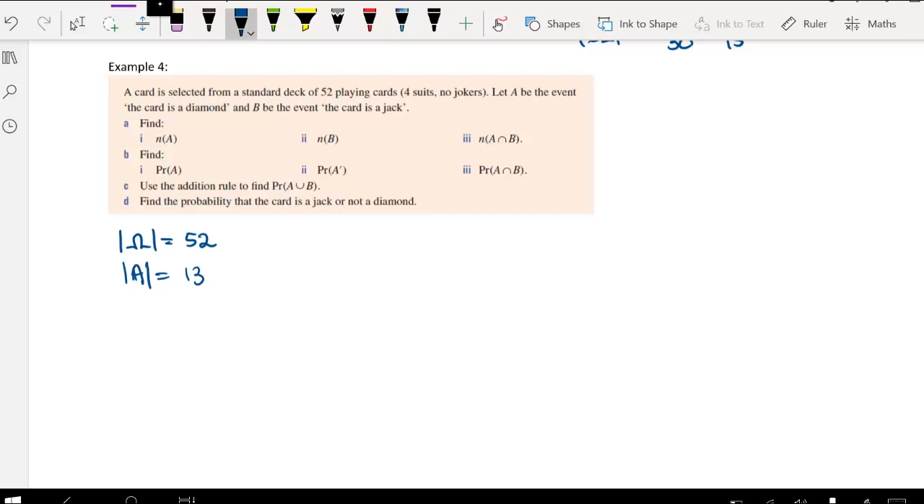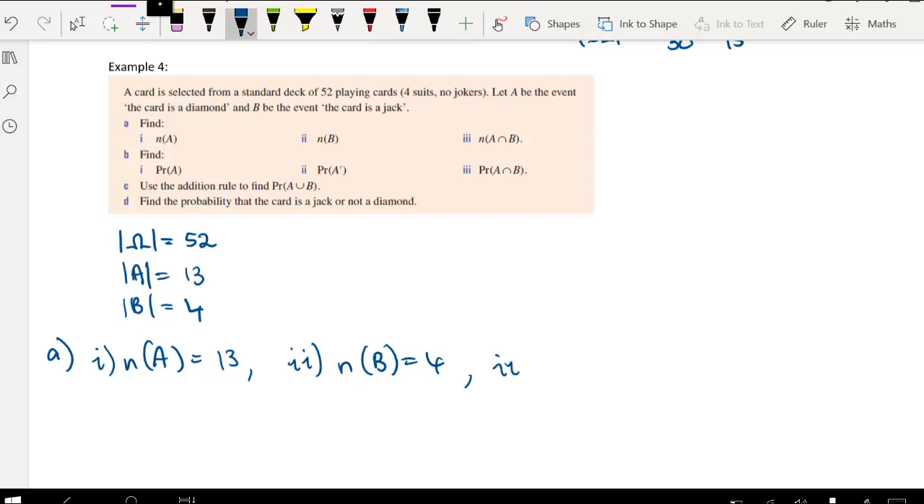And B is the event that the card is a jack. So there's one jack for each suit. So B will be 4. Part A asked us, what is the number of A? Number of A is just the cardinality of A, and that's 13. Part 2, what's the number of B? Number of B is the cardinality of B, which is 4.